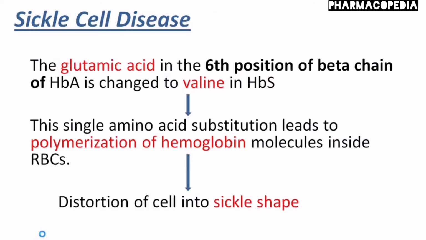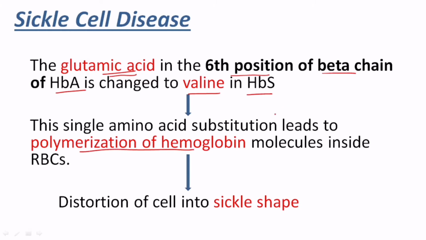Okay, so yes, this flowchart depicts what actually happens. So in sickle cell disease, as I have told you, glutamic acid in the sixth position of the beta chain of hemoglobin A is replaced or substituted by valine in hemoglobin S. Okay, so due to this substitution, there is polymerization of the hemoglobin. The polymerization of the hemoglobin occurs inside the RBCs, which is responsible for the distortion of the cell into the sickle shape. Let me explain to you again.